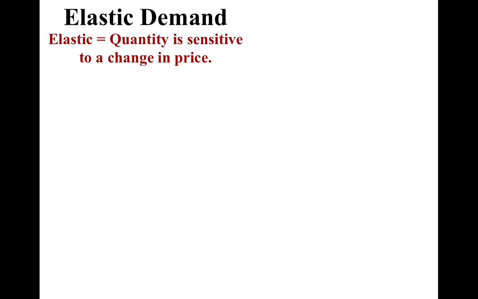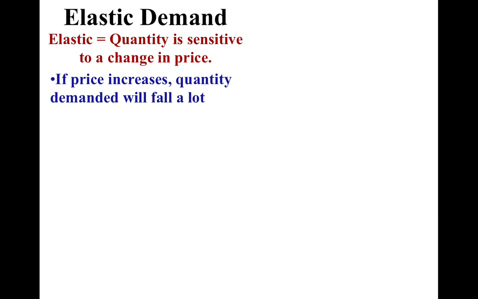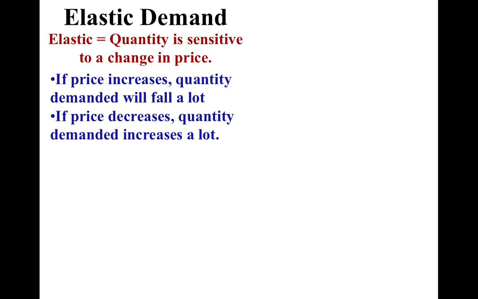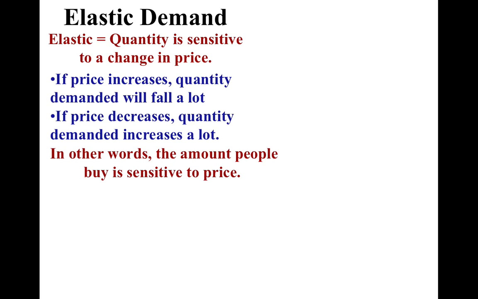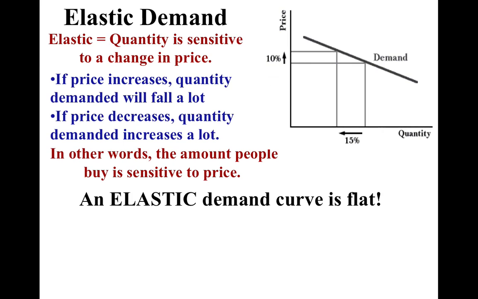Elastic means the quantity is sensitive to a change in price, and it's essentially just everything we said about inelastic demand, but from the opposite perspective. So when price increases, quantity demanded will fall a lot, and vice versa. When price decreases, quantity demanded will increase a lot. The elastic demand curve is flatter, and as you can see here, a 10% increase in price has caused a 15% drop in quantity on that graph there.